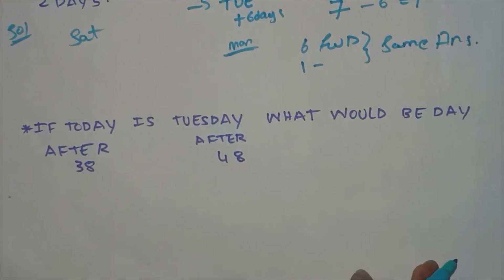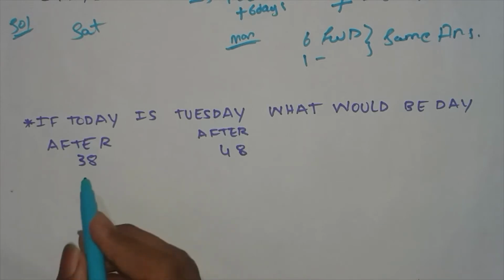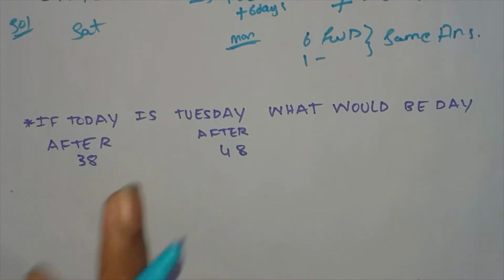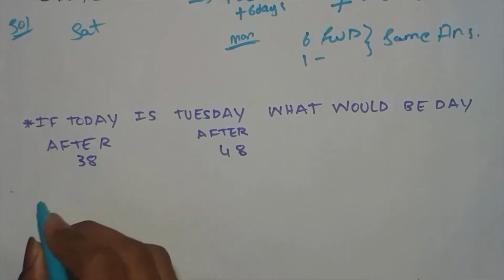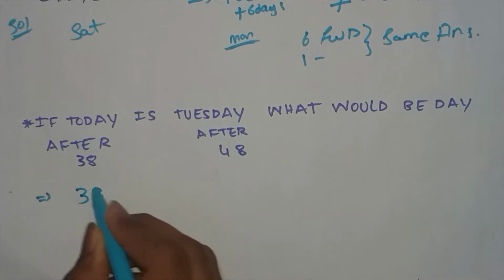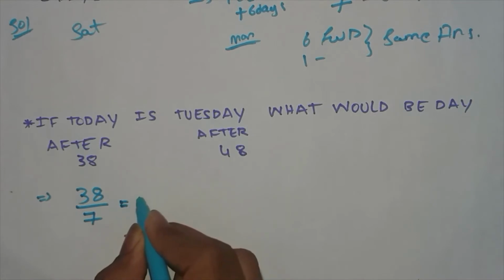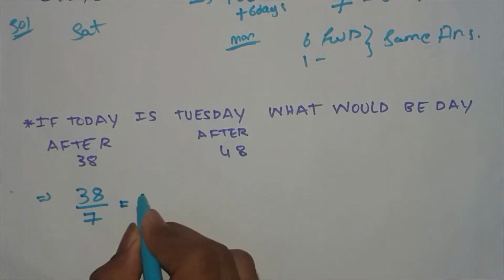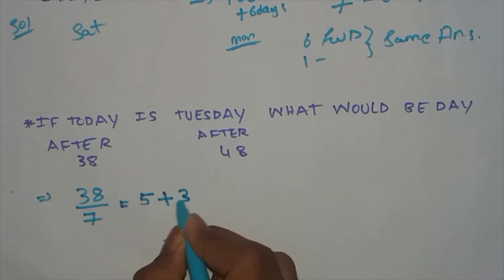The next question is: if today is Tuesday, what would be the day after 38 days? When the question is given like this, first find the odd days of the given number. Previously I told the formula for finding odd days: divide by 7. The given number is 38, so I am dividing it by 7. 7 fives are 35, so it gives 5 complete weeks plus 3 extra days. That is 3 odd days.